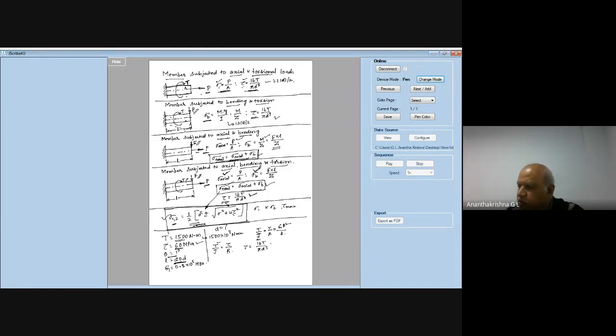So what you can do is substitute for torsional moment 1500 into 10 power 3 Newton millimeter, 16 into that, divided by pi into d cube. And we know the value of shear stress given in the problem, 60 megapascal. So substitute and get the diameter of the shaft.